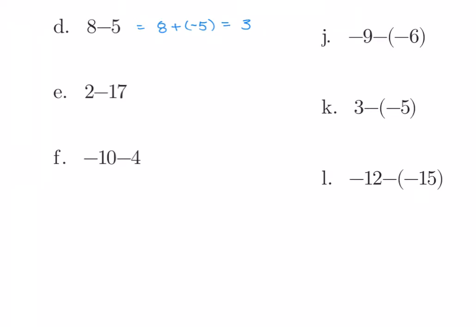Okay, so for the next two, I'm not going to write it as an addition. I'm just going to go ahead and talk through it. What do we have here? We have a +2 and a -17. That is different signs. So I want to subtract, keep the sign of the larger number. We get -15.